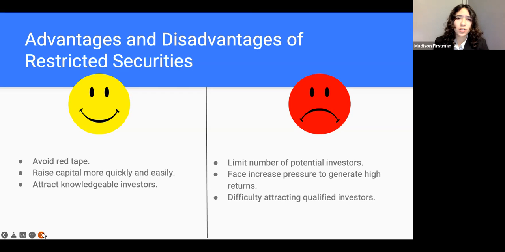The disadvantages of this being that you limit the number of potential investors and you face more pressure to get higher returns because investors are incurring higher risks.